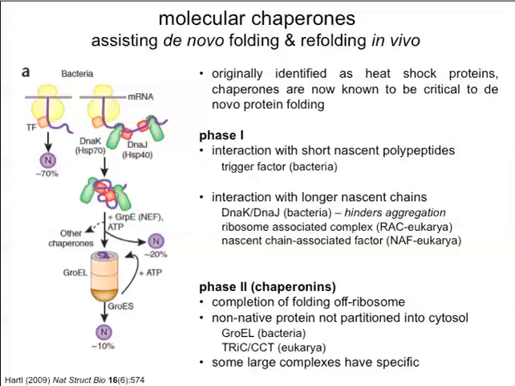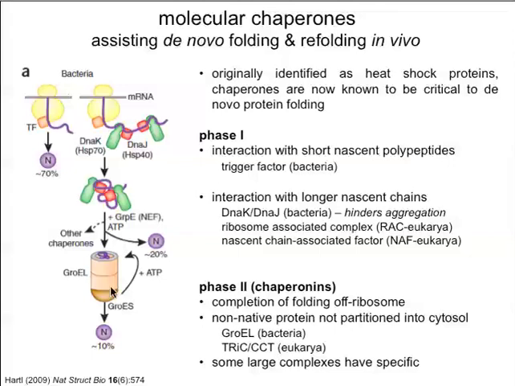Remember, they were originally identified as heat shock proteins that were expressed as a result of the exposure of the organism to a heat shock, and the chaperones then allow the system to recover by allowing the proteins to refold. In this case, though, let's focus on de novo folding for a while. There are two phases of chaperone assistance.